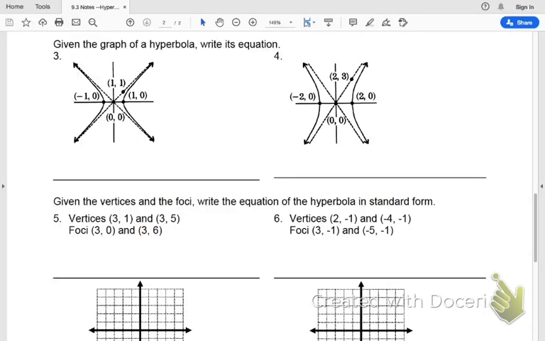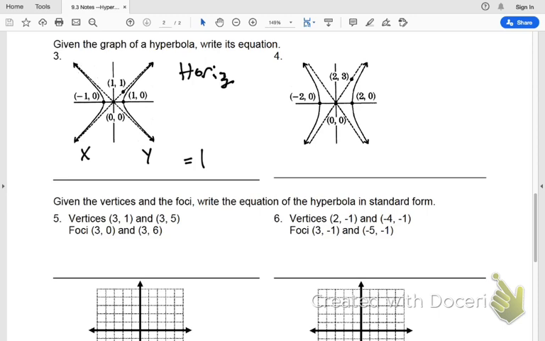All right, now we're on the second page of the notes. Now we need to figure out how to write the equation of the hyperbola when we've already got a graph. Obviously, this one is horizontal. So that tells me that the x value is going to be the one that's positive. So I'm going to have x here, and I'm going to have the y over here. I know it's going to be equal to 1.